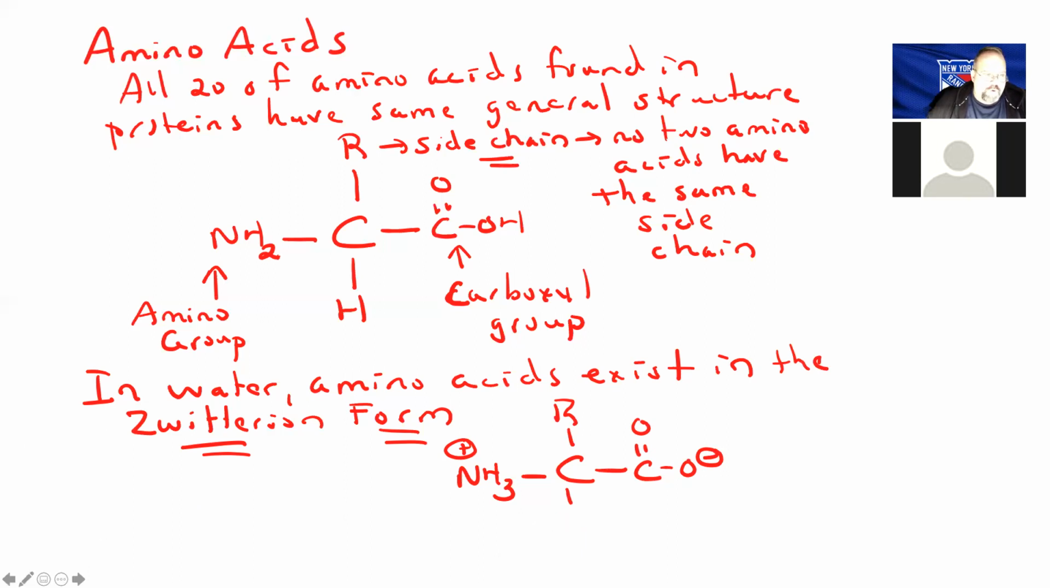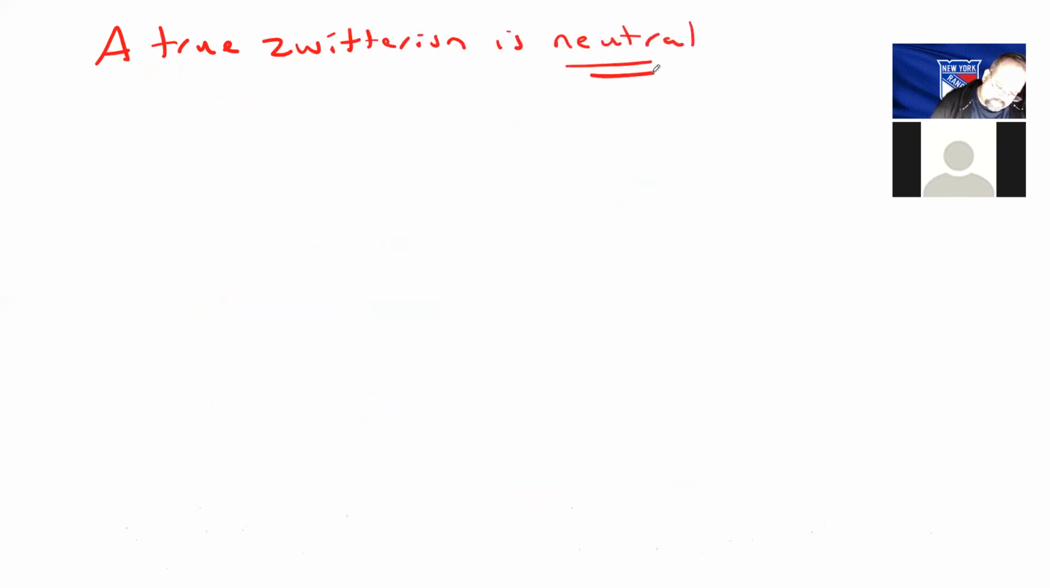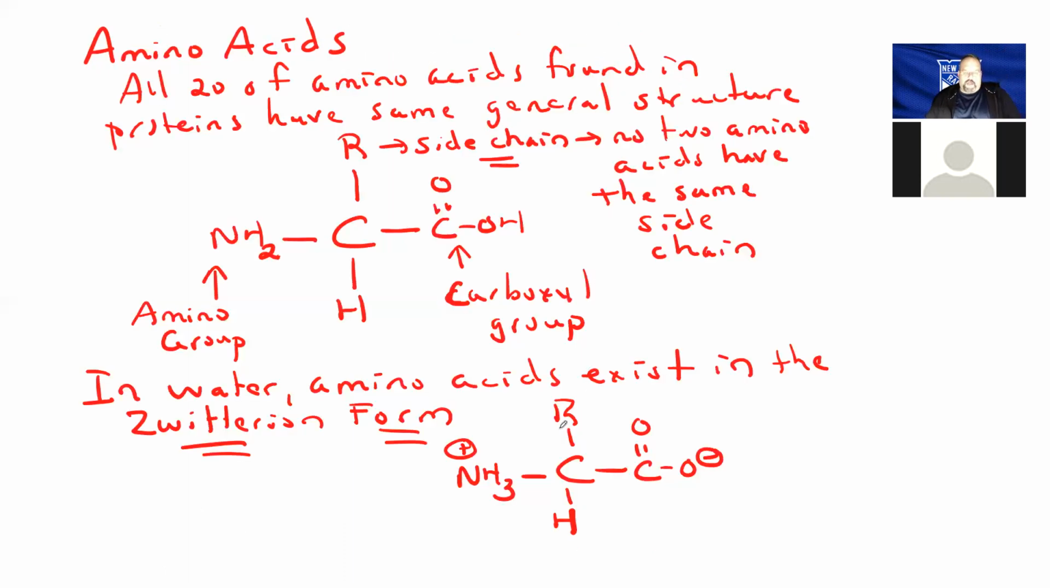Now, one of the more important points about a Zwitter ion is that a true Zwitter ion is neutral. In other words, at the end of the day, the sum of the charges has to add up to 0. Now, when you look at the generic structure here, you might say, well, wait a minute, doesn't the charge always add to 0? And the answer is actually no.